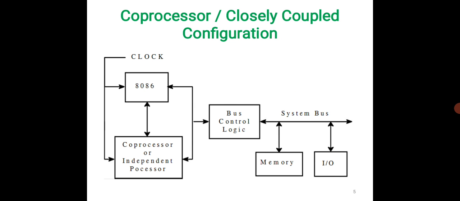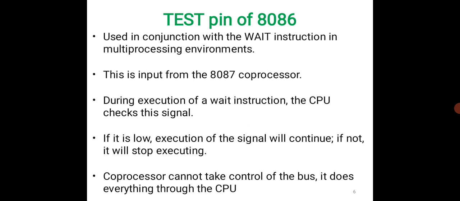So this shows the coprocessor or closely coupled configuration, where you could see there is an 8086 microprocessor which is interfaced with a coprocessor, or it can be any independent processor. And here we have a bus control logic which shares the memory, IO, the system bus, and the clock, as I've said already. The test pin of 8086 is always used in conjunction with the wait instruction in a multiprocessing environment. This is input from the 8087 coprocessor.